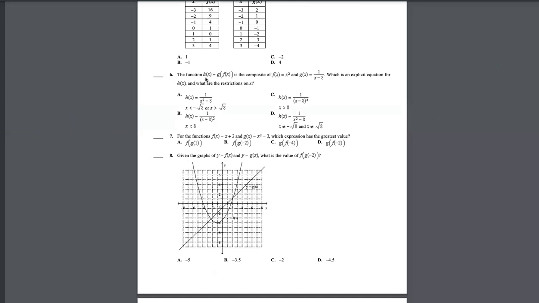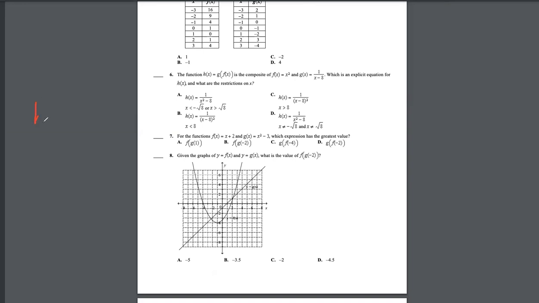The function h of x equals g of f of x is the composite function of f of x equals x squared and g of x equals 1 over x minus 8, which is an explicit equation for h of x. And what are the restrictions on x? So all they want you to do here is find h of x, which is g of f of x.